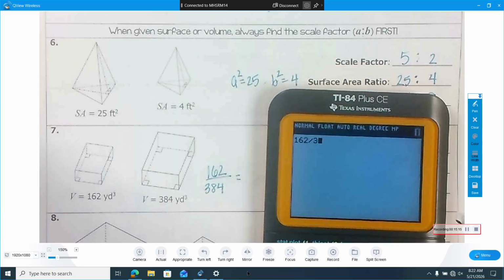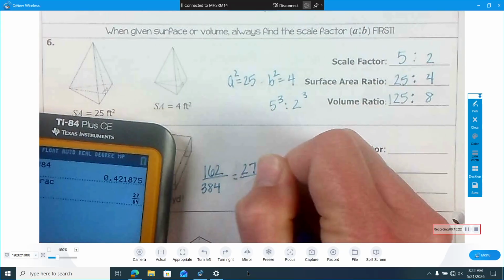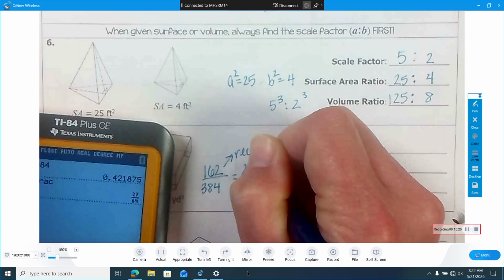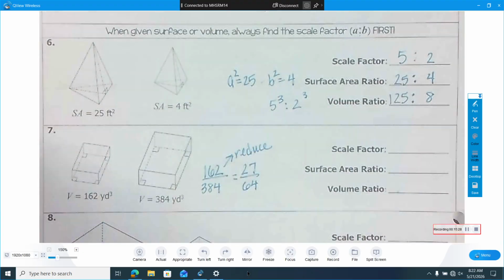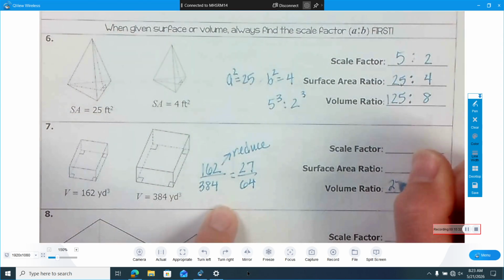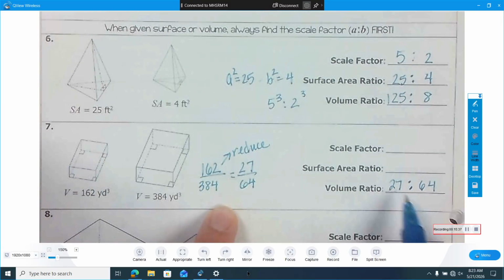162 divided by 384, and I'm going to math frac that, and it is 27 over 64. So that's a good idea, check to see if it reduces. All right. Now, it reduces. Our volume ratio is 27 to 64. What is that telling me?